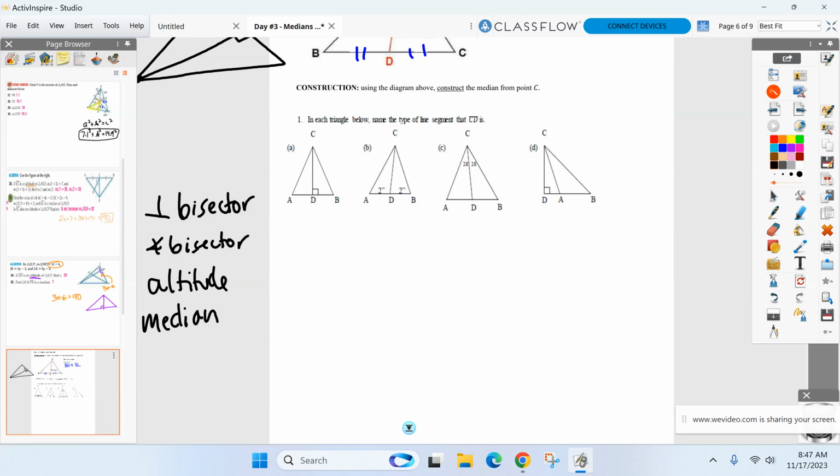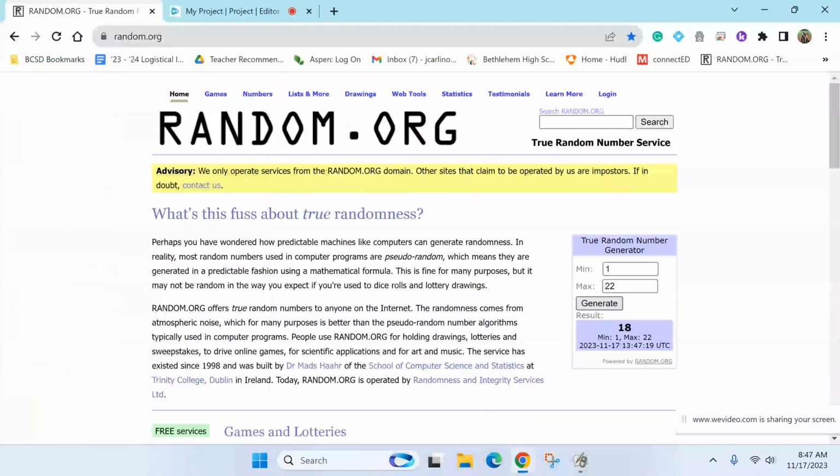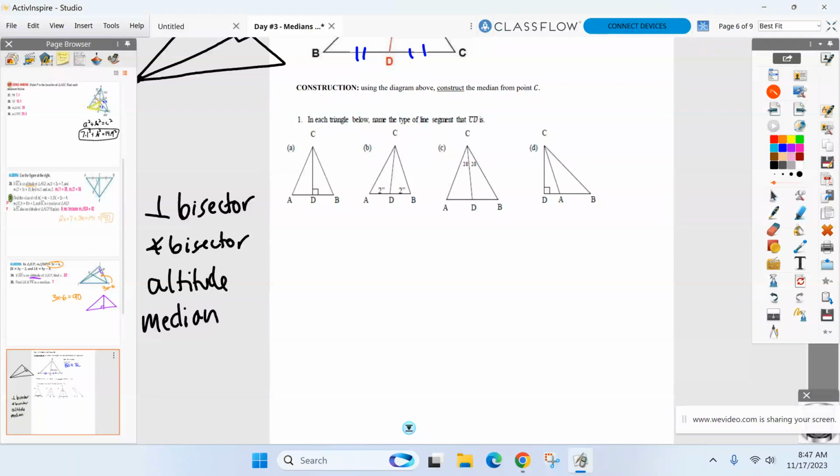Here we go. Diagram A, your best name for diagram A. Lily, go ahead. That is an altitude, right? Starts at vertice C, perpendicular to the opposite side. Now it's a perpendicular bisector, but I did not have that on there. And we can't add that on there.